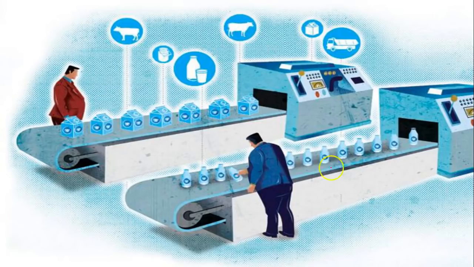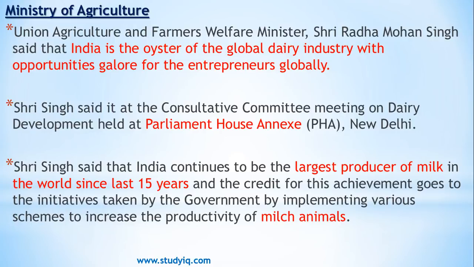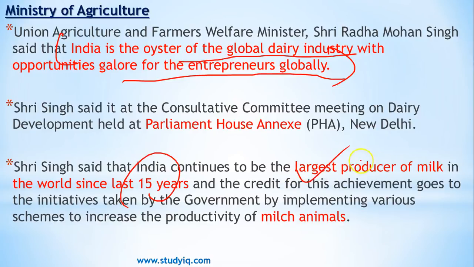With this, there is good news coming from the Agriculture Ministry, pertaining to milk production. Now at the Parliament House Annex in New Delhi, our Minister of Agriculture, Shri Radha Mohan Singh ji, said that India is the oyster of the global dairy industry with opportunities galore for entrepreneurs globally. The reason is that for the last 15 years, dear friends, we have been the largest milk producing country in the world, right, in the world. And I'm sure when you go to the countryside you find how very well the milk animals are treated, the farmers consider them part of their family, isn't it? And of course, why not?